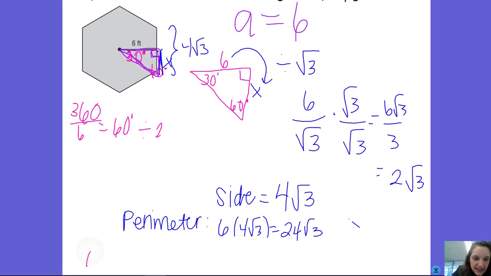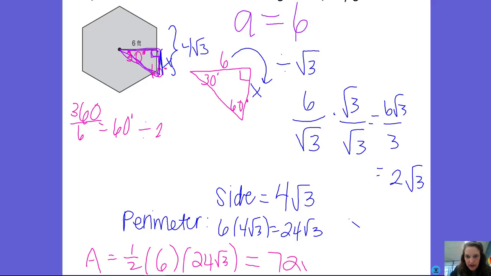So the area of this hexagon is going to be 1/2 times the apothem, which is 6, times the perimeter, which is 24 root 3. And so half of 6 is 3 times 24 is 72 root 3, in simplest radical form, feet squared. And then if it had asked me to round to the nearest tenth or something like that, I would just type that in my calculator. So pretend like I had told you ahead of time, put this answer in simplest radical form.